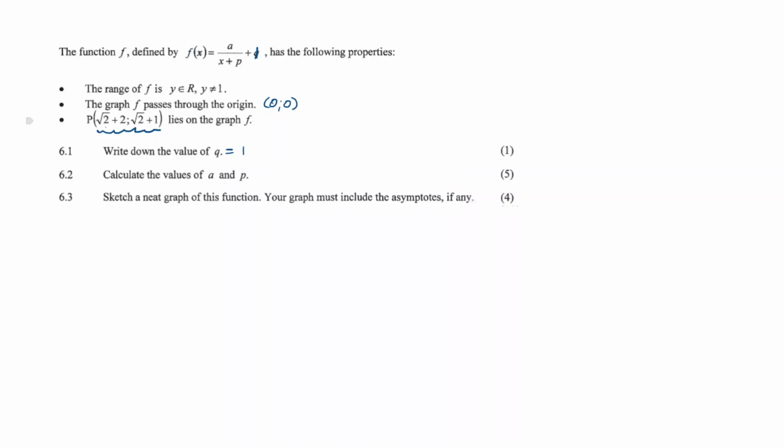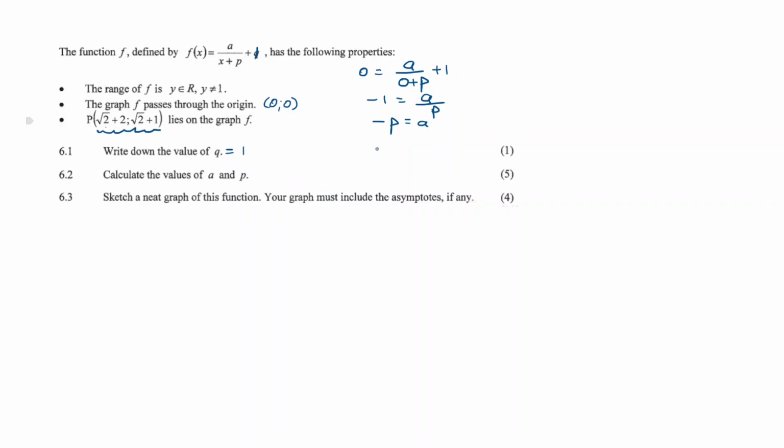If I sub 0, 0 into here, I get 0 equals a 0 plus p plus 1. I'm going to take the 1 across, and that's just p, and I'm going to times it up, and so a just equals negative p, and at that stage I'm at a bit of a dead end, and so I'm going to move on to substituting in the square roots.